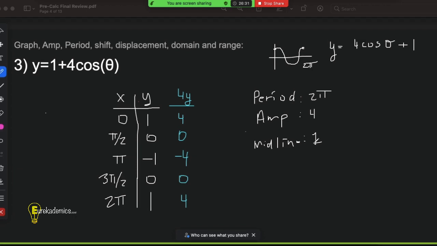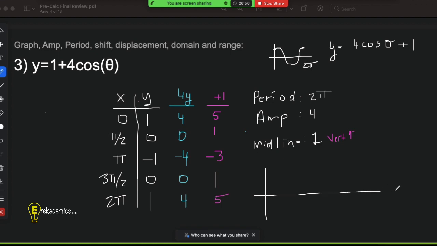Good, and the midline acts as a vertical shift, up 1. Okay, so then we have to do what we just did, but we have to add 1 to the y's. So let's add 1 to that. I think that gives us 5, 1, negative 3, 1, and 5. Okay, now I'm ready to graph.